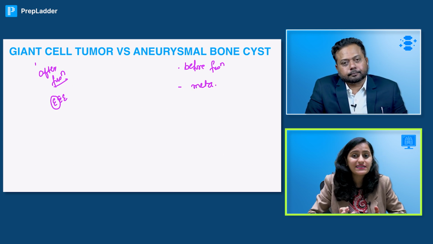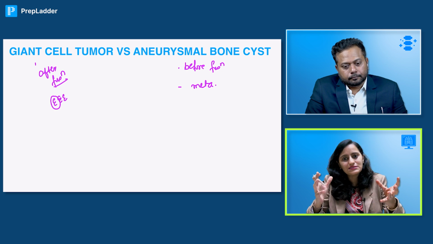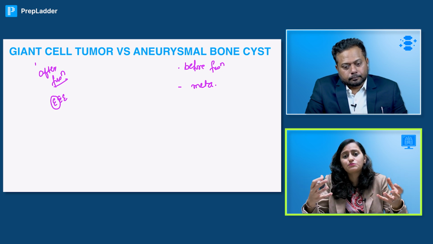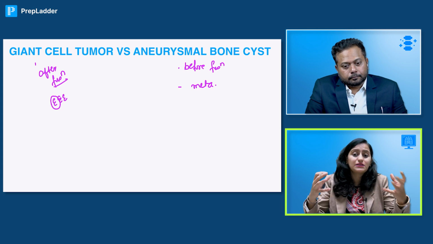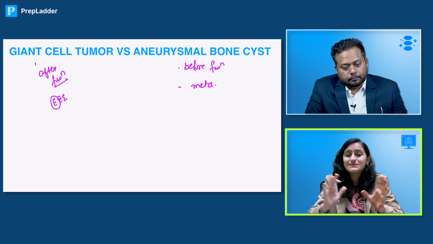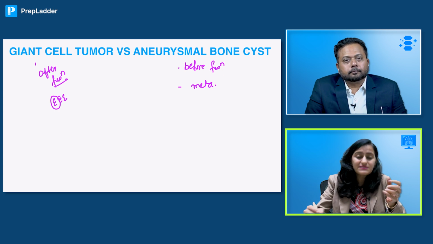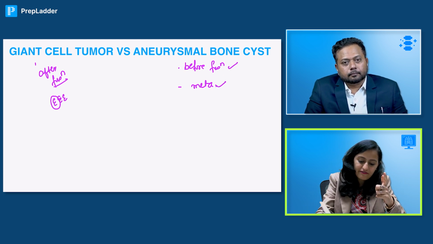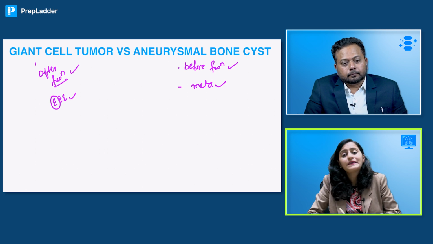Aneurysmal bone cyst, is it expansile? Yes, like an aneurysm, which is a dilated, expanded vessel. Similarly, aneurysmal bone cyst is like an expanded bone. So remember, both of these are expansile lesions. Both of these can show soap bubble appearance, but the difference is the age and the location. This is before fusion, metaphysis. This is after fusion, epiphysis.